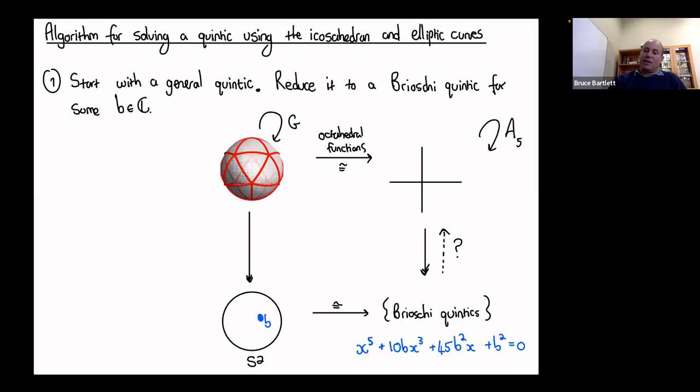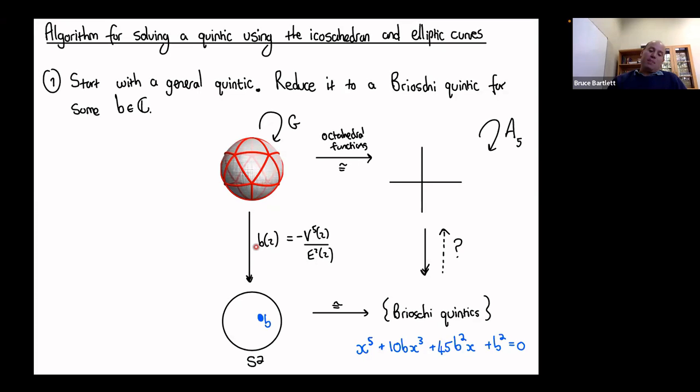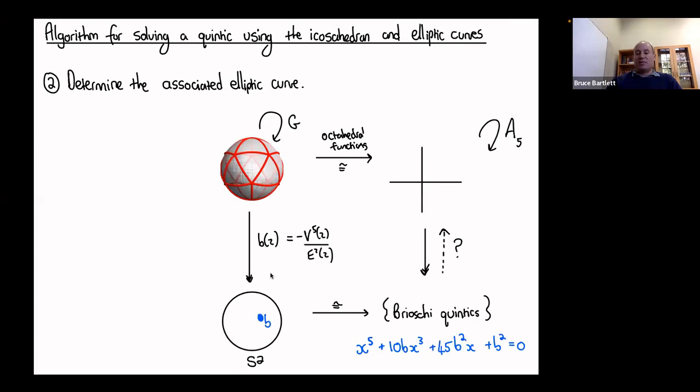By the way, the top map here is just the octahedral functions. That's going to give you x1, x2, x3, x4, x5. And this projection map here is this Brioschi parameter. It takes a point z and calculates the quotient of the fifth power of the vertex polynomial over the second power of the edge polynomial. If you want to invert it, it's hard.